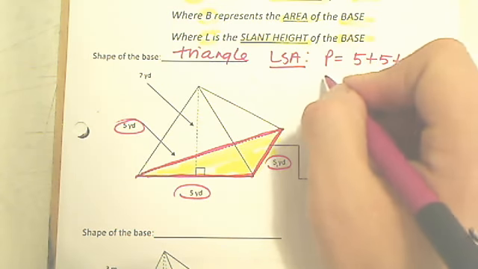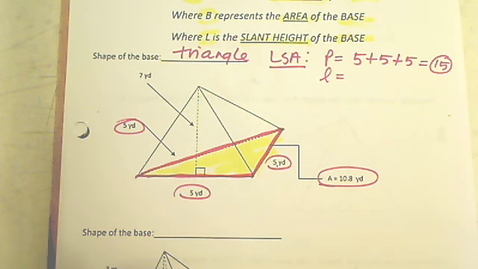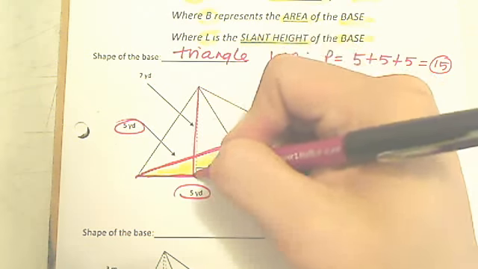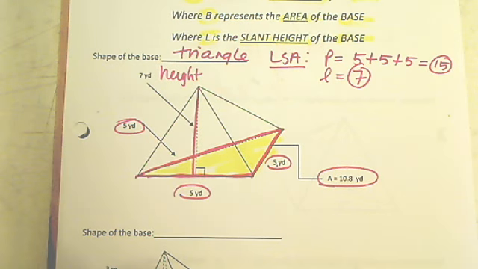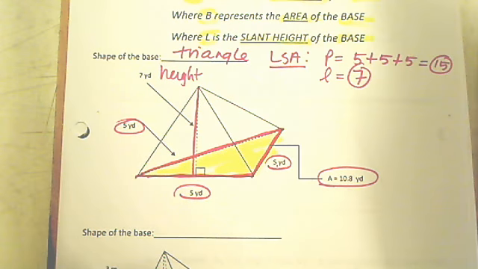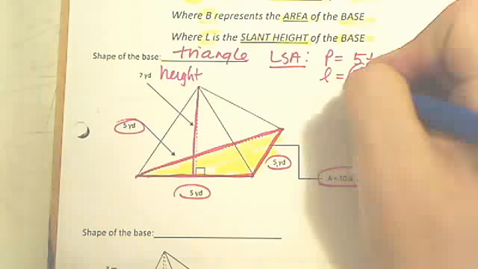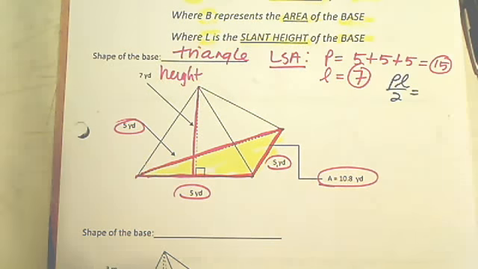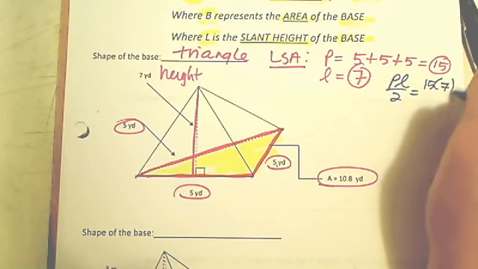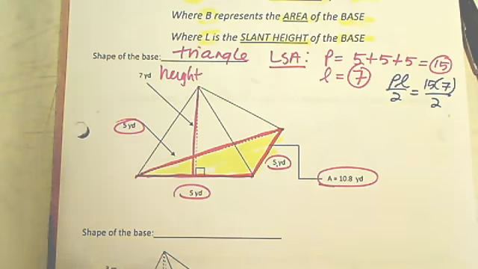The slant height means it's slanting in. The height of the triangle is 7. This is the height. That's 7. Okay, so we have PL. Do I have enough information to solve for the lateral? Yeah, I do. Because the formula for lateral is PL divided by 2. 15 times 7 divided by 2. The reason why it's divided by 2, there are 2 triangles in a square. 15 times 7.